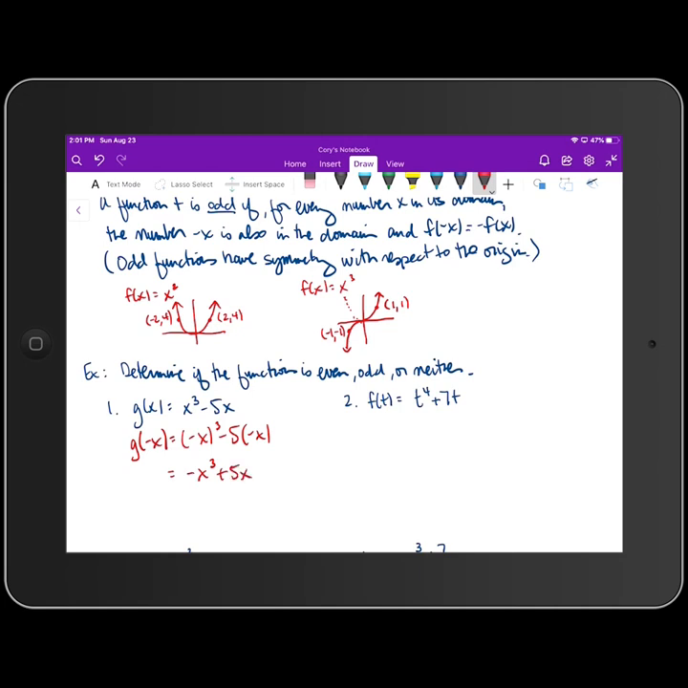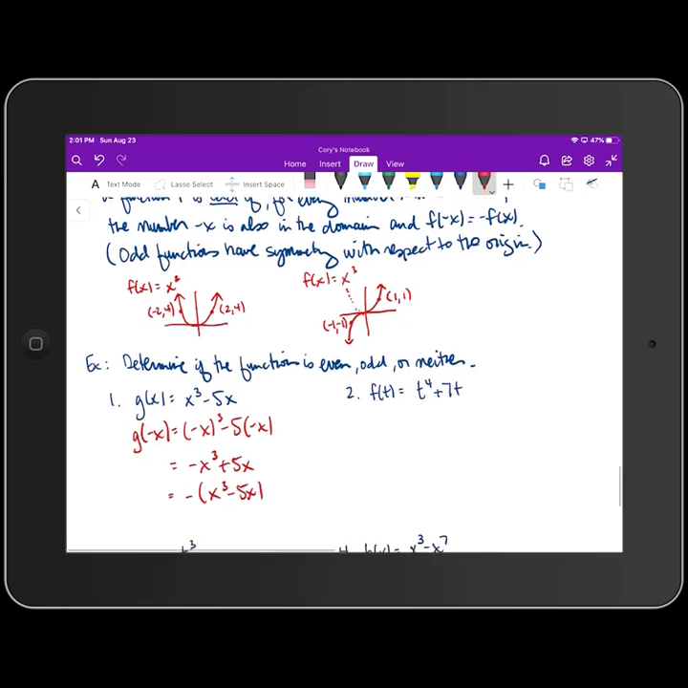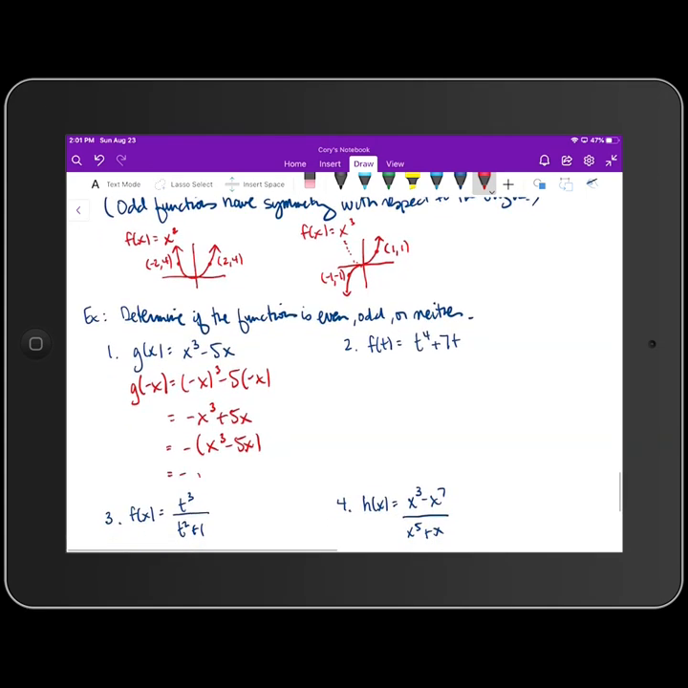Well, it's pretty obvious that that does not give me the original function that I started with. So that function is not even. Does it give me the opposite of the original function I started with? The answer is yes, because if I factor a negative 1 out from these terms, we get x cubed minus 5x, and that is the opposite of the original function g of x. Which means that the function here is odd, and if the function is odd, that means the graph has origin symmetry.